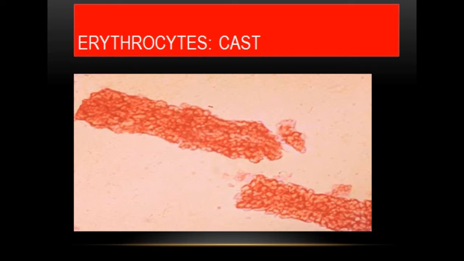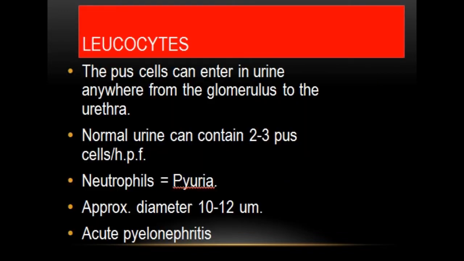Then we have leukocytes, and if present in the urine, this is called pyuria. It comes from anywhere from the glomerulus to the urethra, and it is indicative of urinary tract infection. Normally there are 2 to 3 cells per HPF. HPF means high power field, that is 40x, which we will use to examine the cells in urine microscopy.